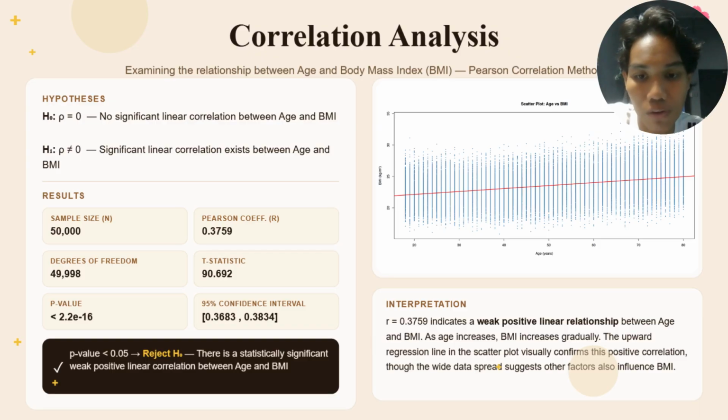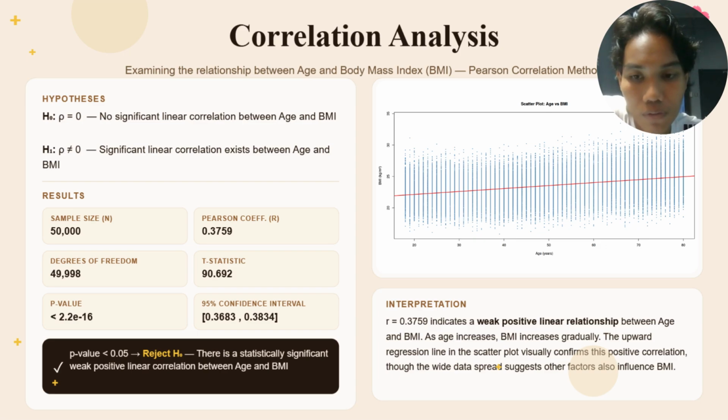Even though the data points are widely spread, the red variation line trends upwards from left to right, which visually confirms the positive direction of the correlation. Since the p-value is far below our significance level of 0.05, we reject the null hypothesis.